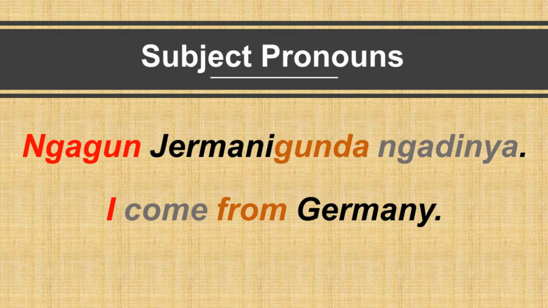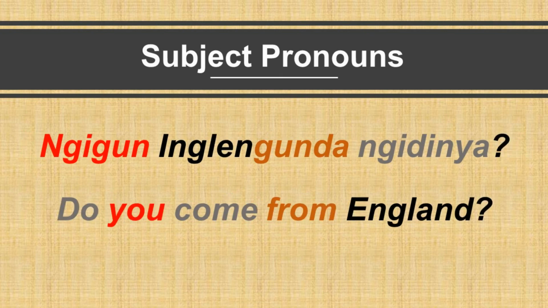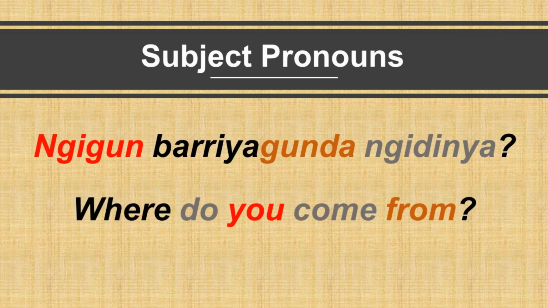Now we try to ask another person where they are from. For example, like this. Ngigun England gunda ngidinya? Do you come from England? Note that in English you have to use this very complicated construction, do you come? While in Wagiman, you simply use the same structure as before, just with a question intonation at the end.